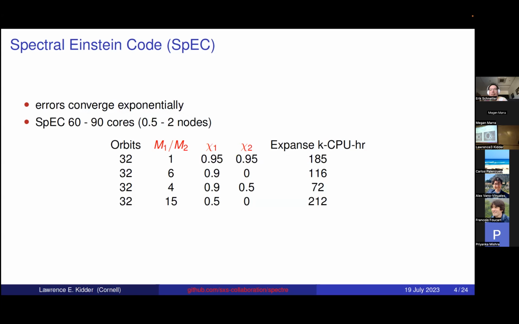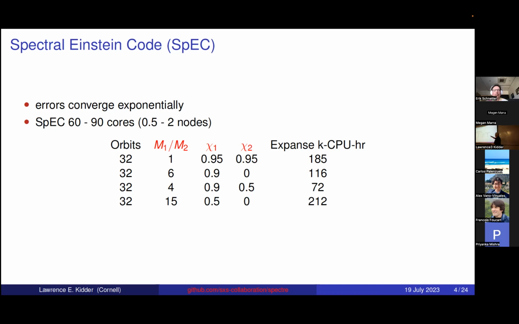So the power of spectral methods is they exponentially converge for smooth problems. So they're ideally suited for binary black hole problems. Typical simulations for SpEC utilize only 60 to 90 cores, which on a modern computer is now 1/2 to 2 nodes of a computer. When we started, there were only 2 cores per node, so we had to use many nodes. The typical amount of time to do a simulation of around 32 orbits for various mass ratios and spins I've listed here in terms of Expanse kilo-CPU hours.